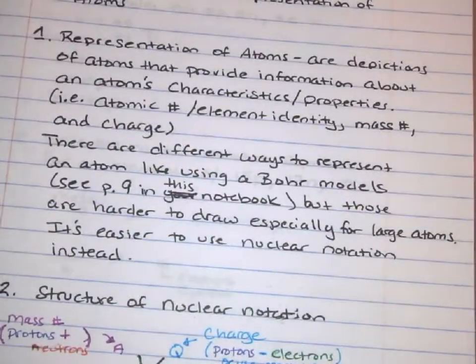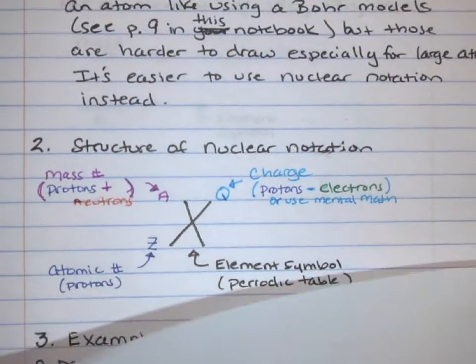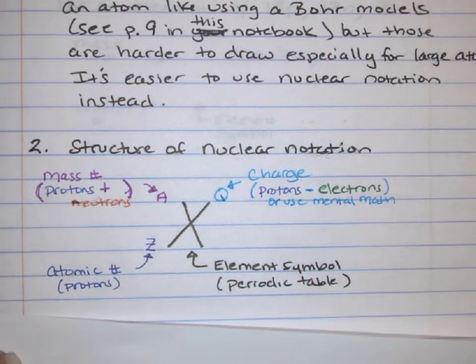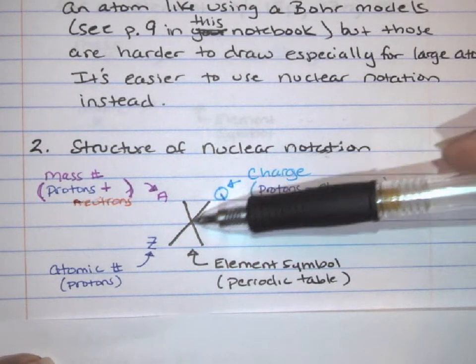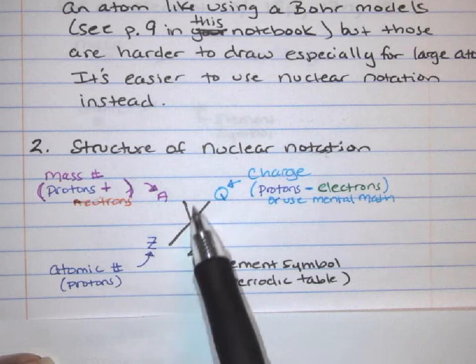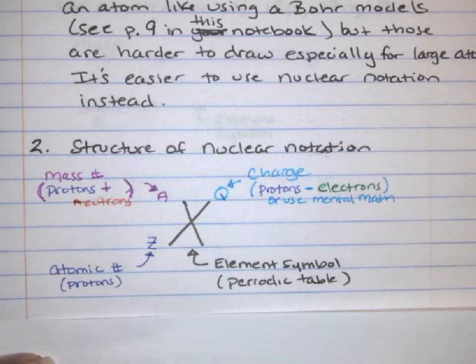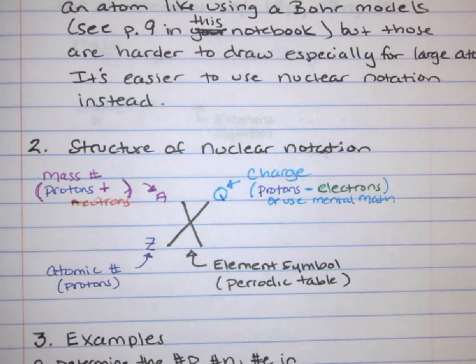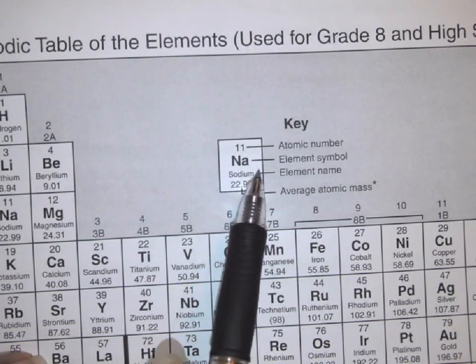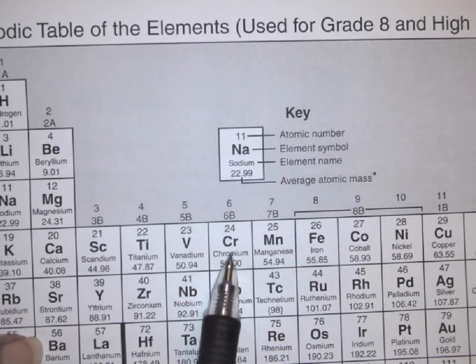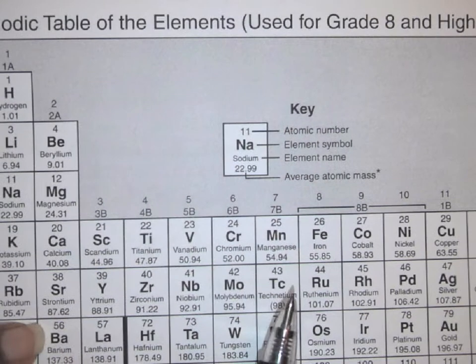Okay, now we're going to go into the structure of nuclear notation. It has a specific structure. In the center, you have what's called your element symbol, and that's represented by this big X. When I say an element symbol, that's what we get from the periodic table. These are element symbols, like Na is the element symbol for sodium, Cr is the element symbol for chromium, etc.